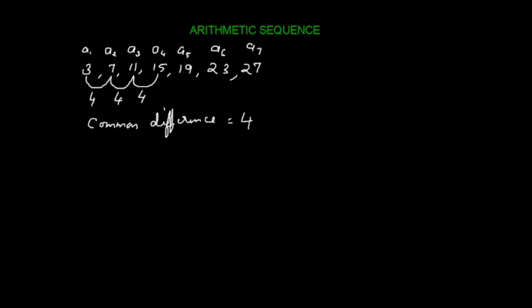Now in an arithmetic sequence, the pattern is based on addition and subtraction. In this sequence we are adding. In some sequences we are subtracting also. So there are 2 types of sequences: it can be the increasing order or it can be the decreasing order also.